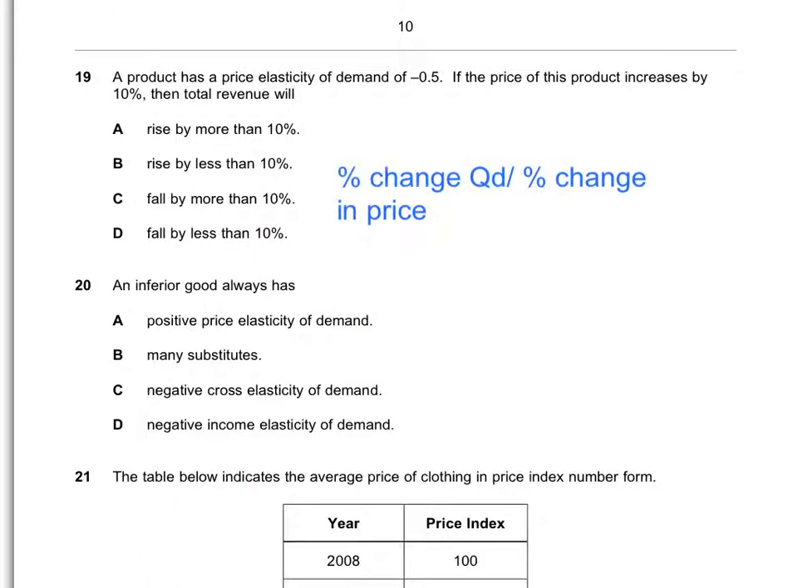Question 19 requires you to know the link between price elasticity of demand and total revenue. So first of all, we notice that there's relatively inelastic demand. So if the price of the product increases by 10%, the revenue will go up, but because it's a small response, it's relatively inelastic, it's going to rise by less than that 10%. In fact, in this instance, it's only going to increase by 5%.